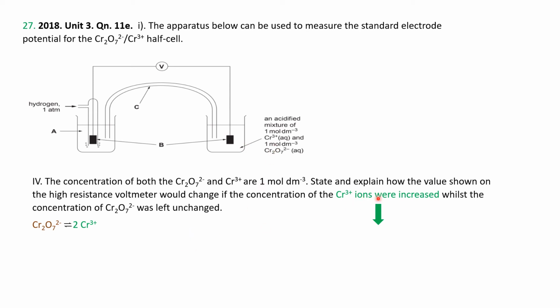So if we increase the concentration of Cr3+, well, then that's going to drive the equilibrium to the left. If the equilibrium goes to the left, they're not going to have as much of the reaction, so it would reduce the voltage.